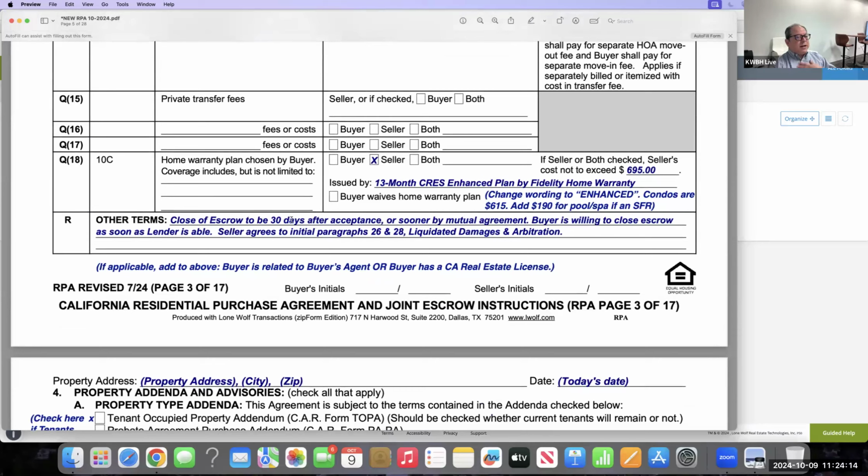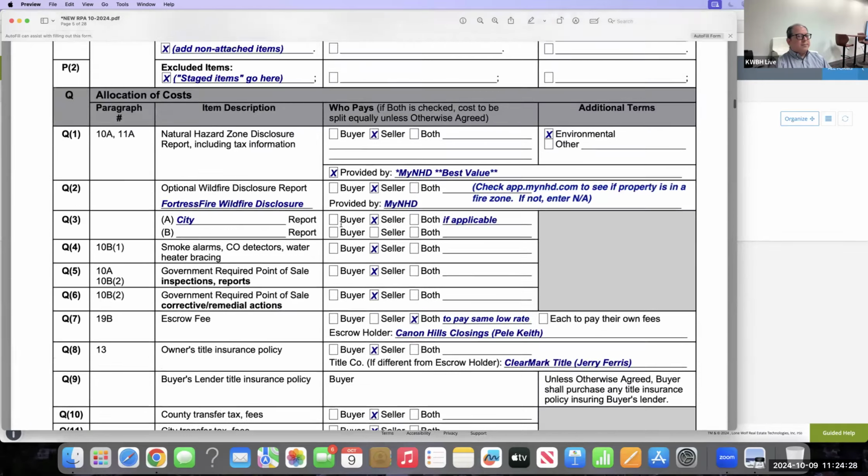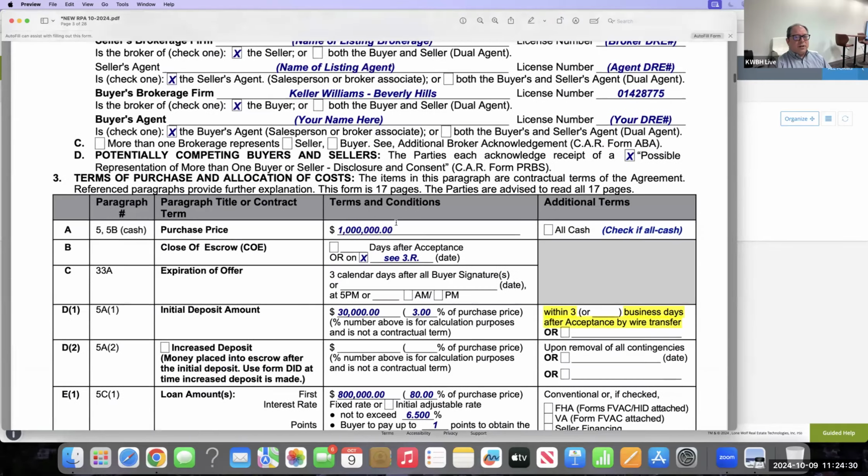So close of escrow to be 30 days. I have to put a firm timeline because that's part of a contract. Time is one of the elements of a contract. You have to say close of escrow to be 30 days or sooner by mutual agreement. So let's go back here.